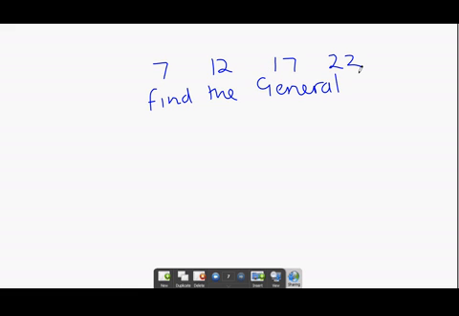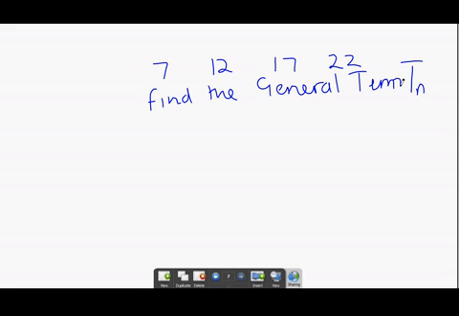I'm going to start with 7, 12, 17, 22. Now, in this case, we are going to find the general term Tn. So here we are to find the general term Tn.